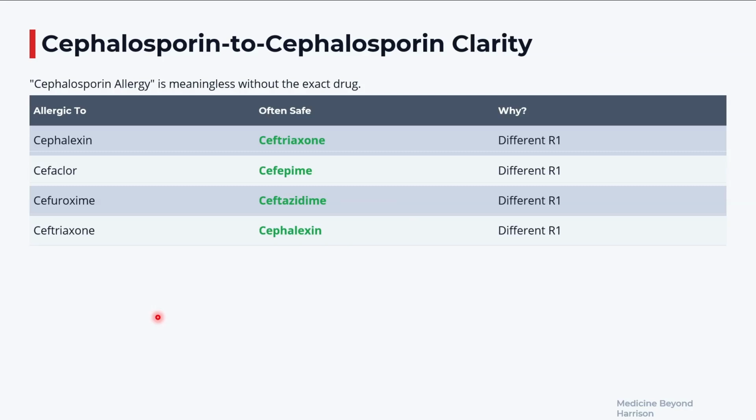Cephalosporin to cephalosporin clarity. So cephalexin allergy, you can go for ceftriaxone. Cefaclor allergy, you can go for cefepime. Cefuroxime allergy, you can always go for ceftazidime. And ceftriaxone allergy, you can go for cephalexin. So all these have different R1 side chains. This you need to know, or you can take a screenshot, or you can come back to this video whenever you encounter an allergic reaction patient to know what appropriate antibiotic you can give.